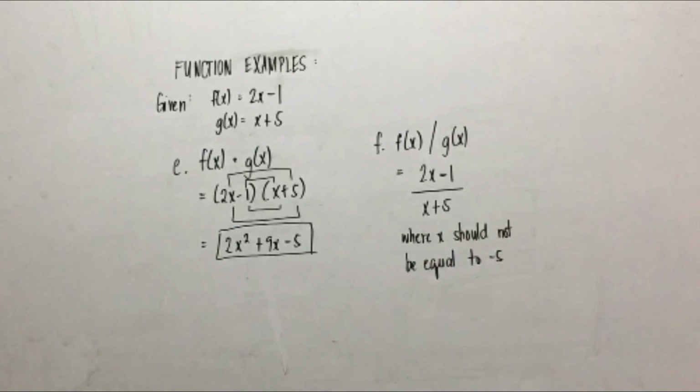For the quotient rule, we'll just divide both functions, and keep in mind the condition where x should not be equal to negative 5, or simply put, the divisor should never be equal to 0. Hence, for this equation, x should not be equal to negative 5 as that would make the divisor equal to 0.